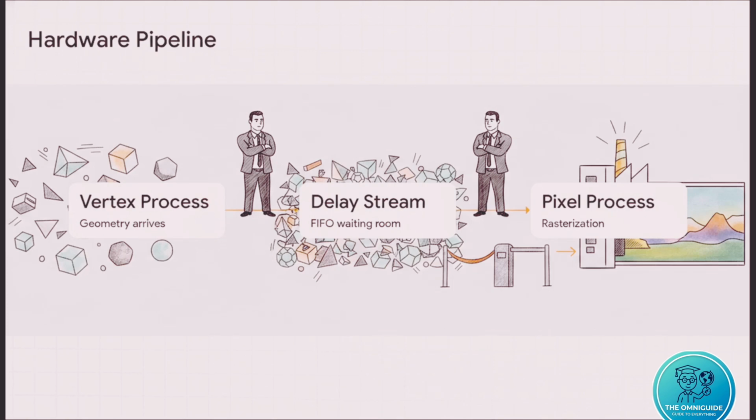Think of this new hardware feature kind of like a strict bouncer at a crowded nightclub. Step 1 is vertex processing, where the geometry arrives. But instead of going straight to the party, Step 3, pixel processing, the data gets forced into Step 2, the delay stream FIFO. This is essentially a first-in, first-out waiting room. The hardware actively holds the triangles in this waiting room to see what else is coming down the pipeline, checking if there's actually space for them before finally letting them through the door to be rasterized into pixels.